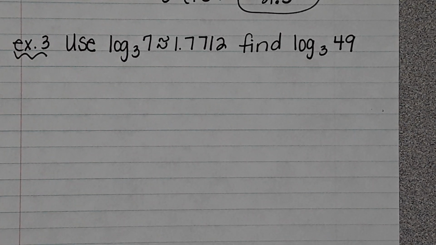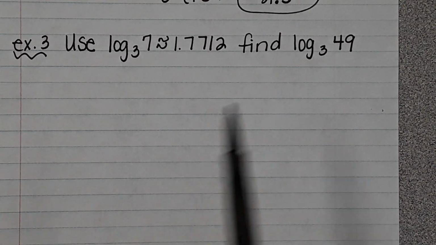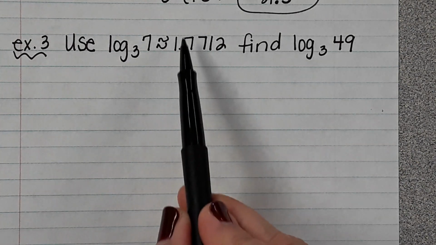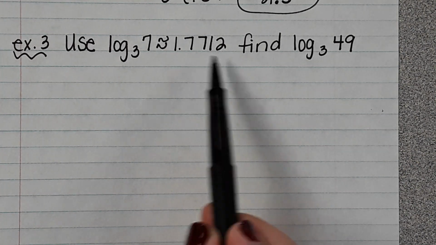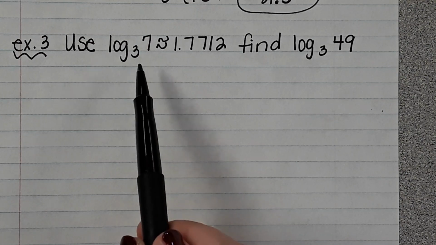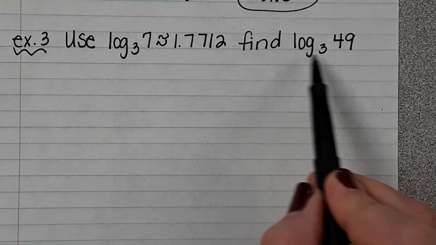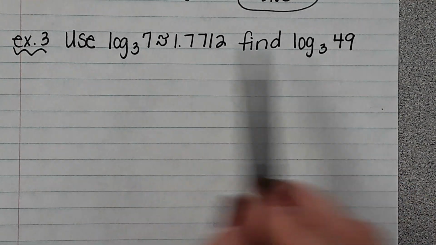Okay, so they want us to use log base 3 of 7, and that is approximately 1.7712. So they're telling us we need to use this, and this is what they're giving us. So we're going to use this to find this.